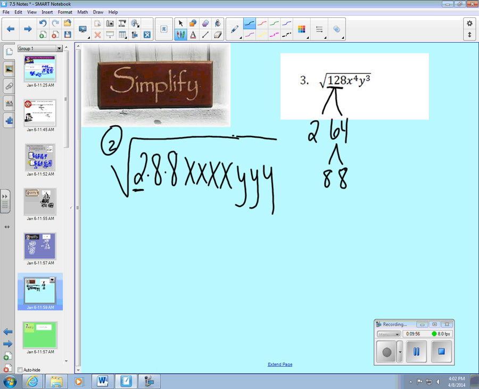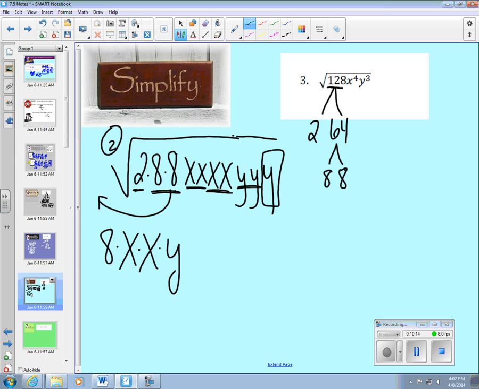notice that we don't have a pair of 2s, so it'll stay there. But we do have a pair of 8s, so an 8 will come out. We have one pair of x's, we'll bring an x out. We have another pair of x's, bring another x out. We have a pair of y's, bring one y out. And notice we don't have another y to pair this with. So we are stuck with the 2 and y still underneath our square root.